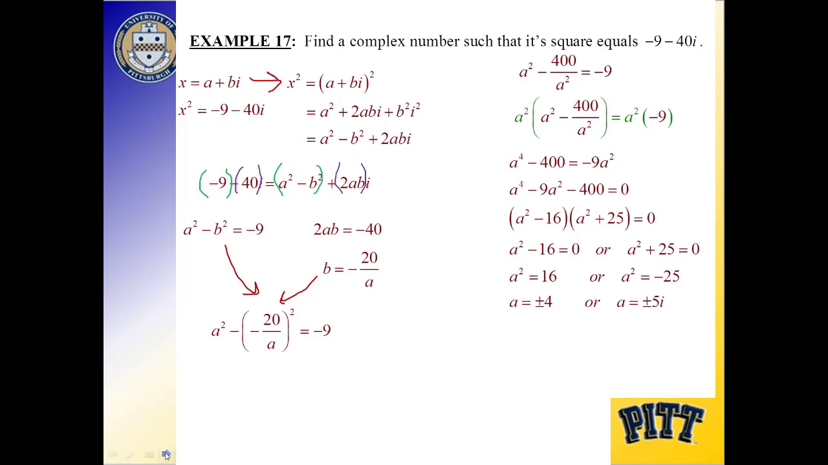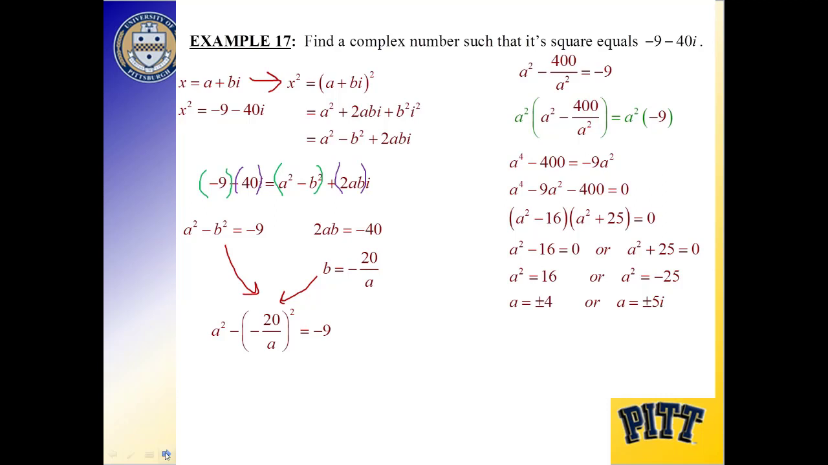So that means I could use factoring or the quadratic formula or whatever have you to find out what a is here. Here I did choose factoring. a squared minus 16 times a squared plus 25 equals 0, which means that either a squared minus 16 would have to equal 0 or a squared plus 25 would have to equal 0. If a squared equals 16, a would be either positive or negative 4. If a squared was -25, a would be either positive or negative 5i.